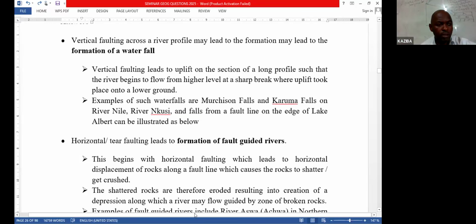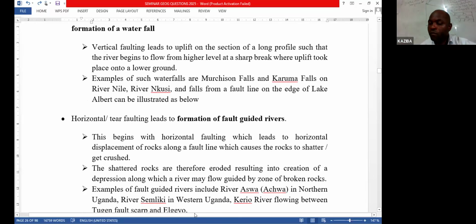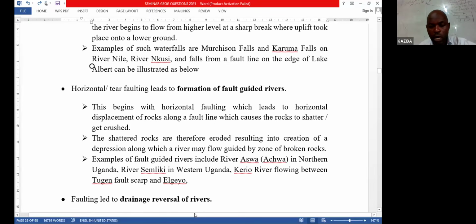The second answer is faulting leads to the formation of a fault-guided valley. How? This is due to horizontal or tear faulting. If a river is flowing in a valley, then horizontal faulting takes place. I'm going to demonstrate them on the board. So horizontal faulting, or the first one, vertical faulting.